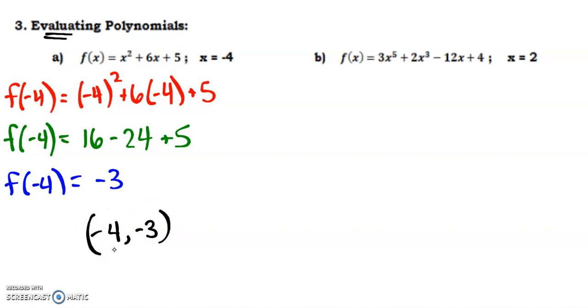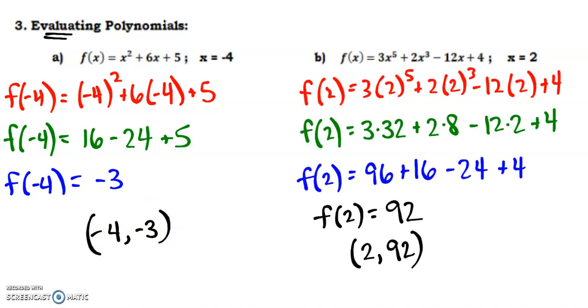Okay, go ahead and pause your video. Try part B for yourself. All right, so everywhere I saw an x, I replaced that x with a 2. Carefully following order of operations, parentheses first, got me the 32, the 8. The next thing that I did was my multiplication. So 3 times 32 was 96, 2 times 8 was 16, 12 times 2 was 24, kept the negative, and then 4. Then I went through, combined 96, added 16, lowered by 24, added 4. My input was 2, my output was 92.